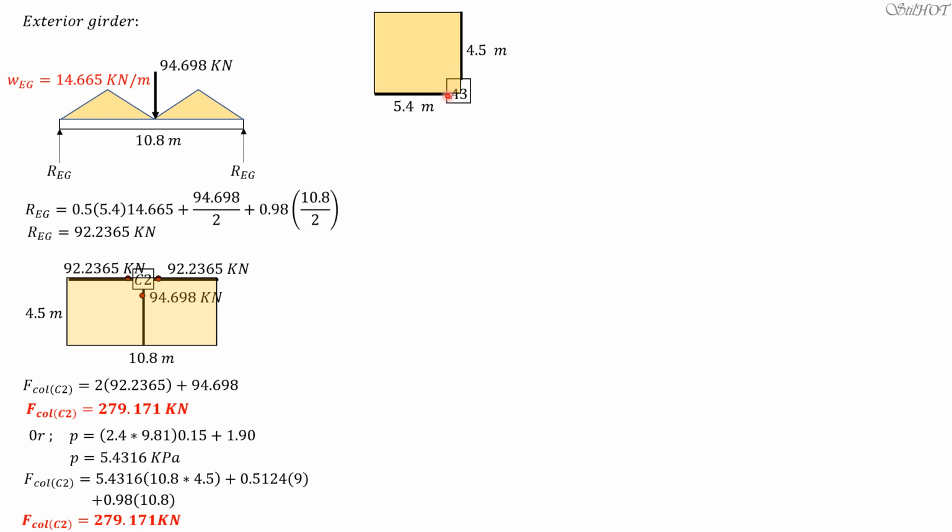And we have the reaction here, this is an exterior beam. So the force here would be the reaction of the exterior beam. The reaction of the exterior beam is equal to the uniform load of the exterior beam, which we already computed from the preceding slides. It was 48.501. Then this is the end reaction of the exterior girder, and the exterior girder end reaction is 92.2365.